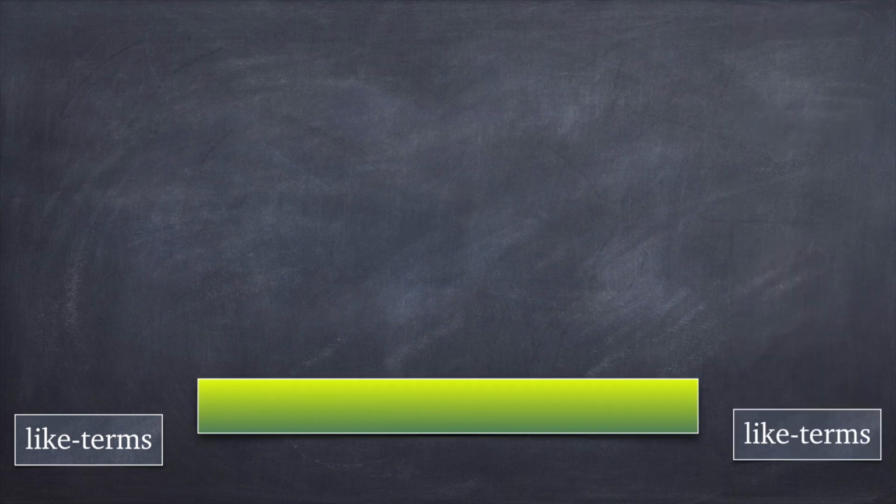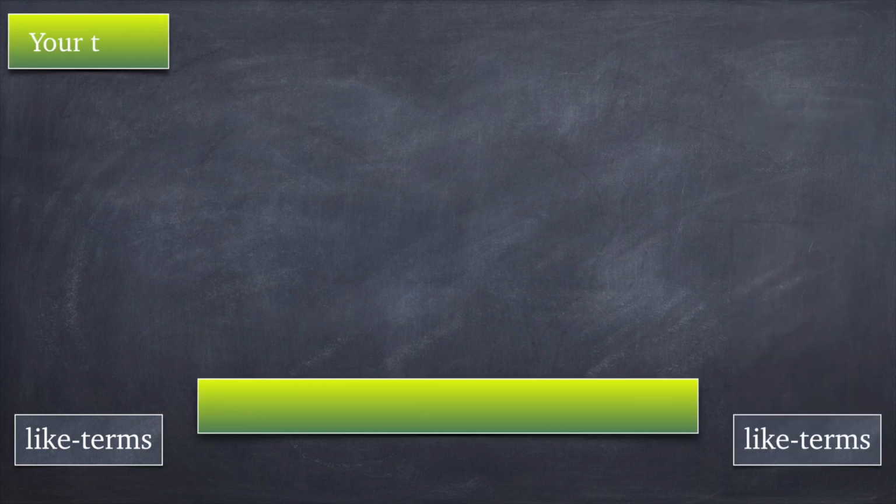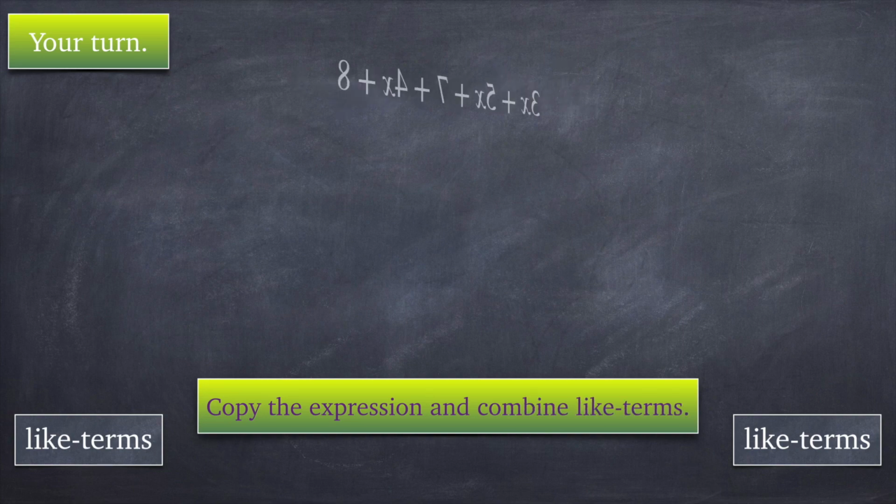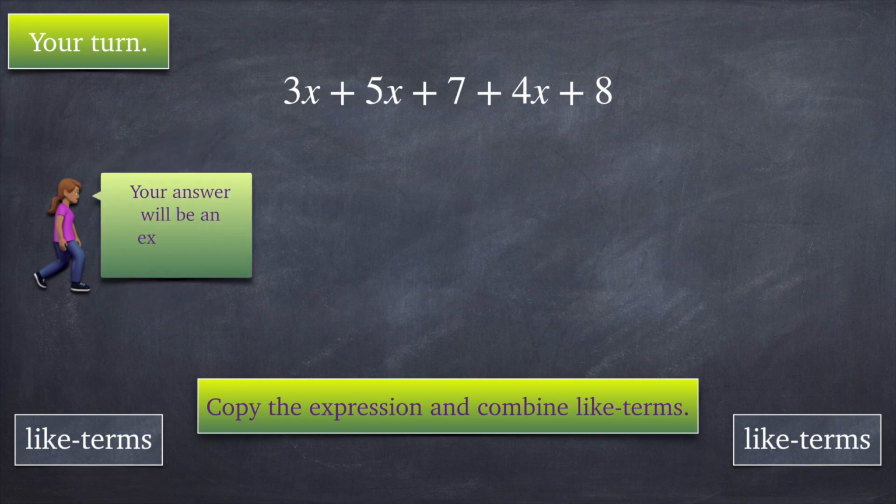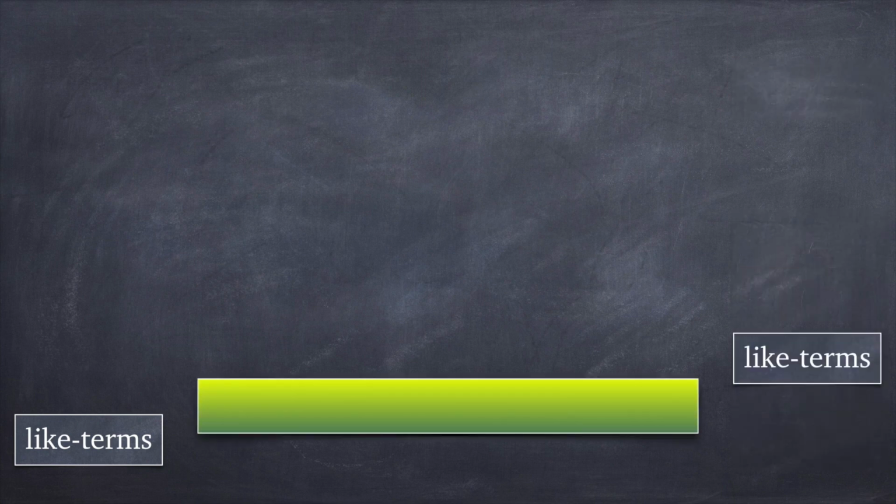Okay, now I'm going to give you some bigger expressions. Your job will just simply be to combine the like terms. And your answer will be an expression. You cannot solve for x here. There is no equal sign in an expression, so you just go left with an expression with 2 terms. That's going to happen again on this one.